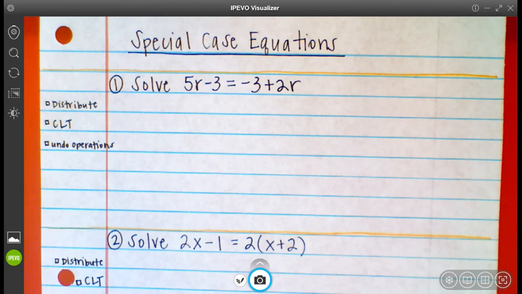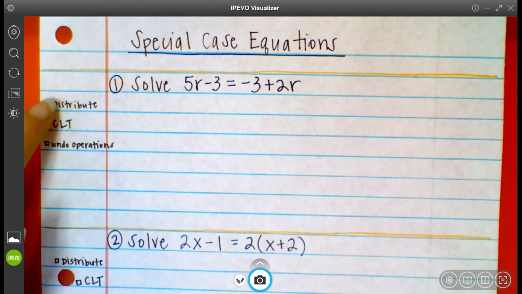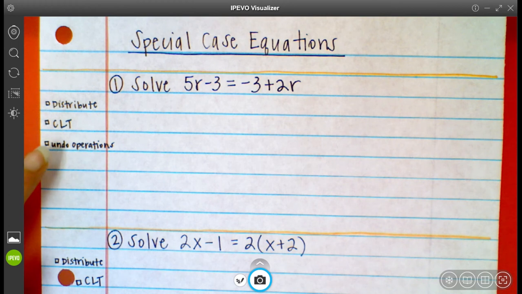Hey guys, so today we are going to do solving equations, but we are going to solve special case equations. And you'll see why we call it that here in just a little bit. So what we're going to take a look at is how to solve. Just like we've been practicing with our multi-step equations the past 3 days, we are going to look to see, can I distribute? Can I combine like terms? And can I undo my operations to each side of my equal sign?